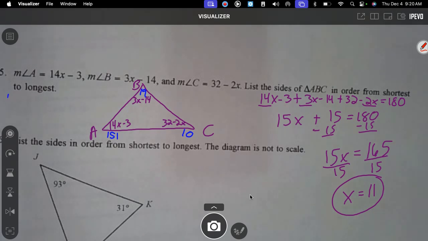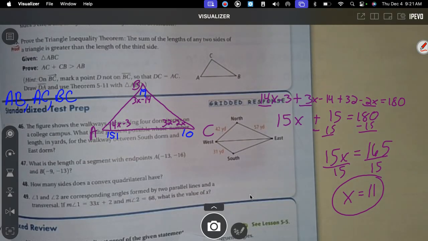C goes with AB. What's the next shortest? AC, very good. And then what is the longest? BC. Does everybody kind of get that one? Yes? Maybe? That's the hardest one on your paper. And you must have that written down in order to get that right. Okay? All right, let me get your paper to you. I think that's everything.